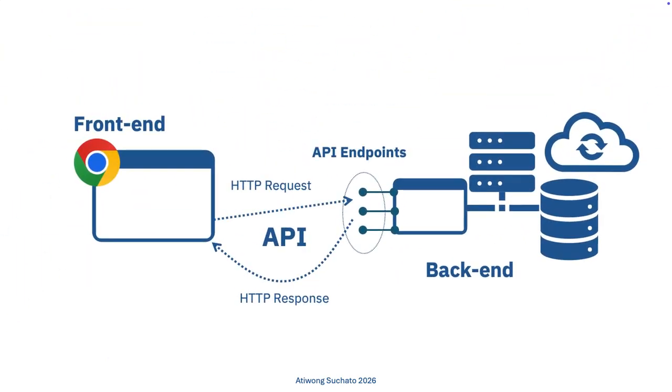So this is the basic picture we will use today. The front end sends an HTTP request to one of the backend's API endpoints. The backend performs the requested work and sends an HTTP response back, usually with a status code and, when needed, data such as JSON. In the hands-on part, we're going to experience this entire flow ourselves.